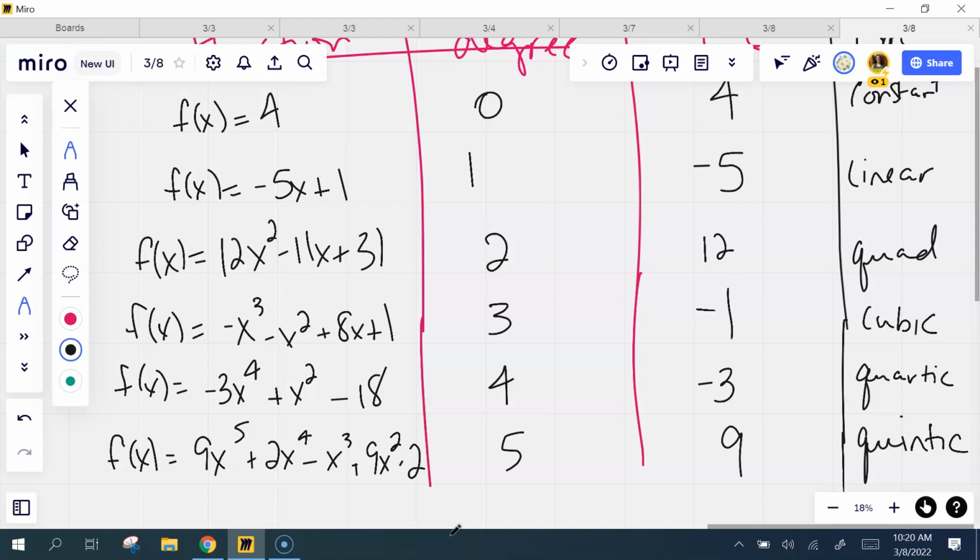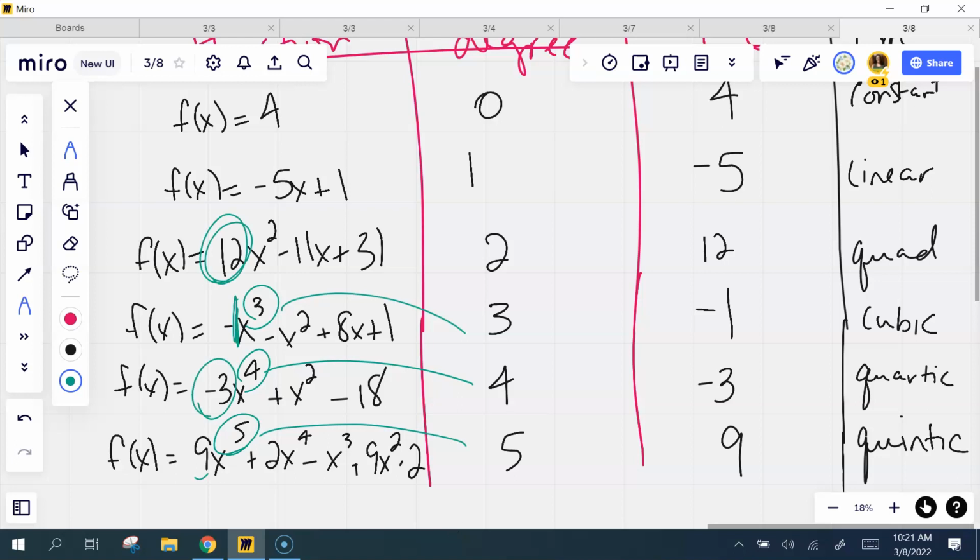Degree. It's based on the highest exponent. The biggest exponent is the degree. So the biggest exponent was 5, that's the degree. 4, that's the degree. All right, everybody good? Say that one more time. Leading coefficient is the number, the coefficient hooked to the one with the degree. So this would be -1, this would be 12, -3, 9.